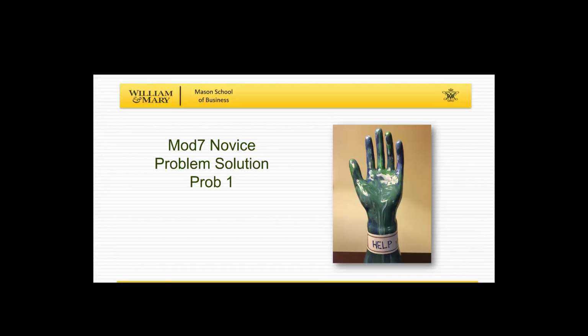We're in Module 7. We're looking at the novice problem solution for problem number 1. This is the section where we're talking about linear programming. And as you know, linear programming is a decision-making mechanism that uses optimization. A linear program has a very specific sort of structure. There's an objective function that defines what we'd like to either minimize or maximize related to optimization.